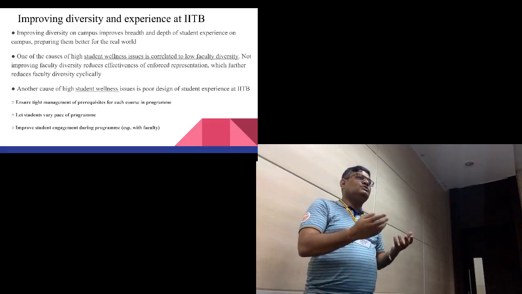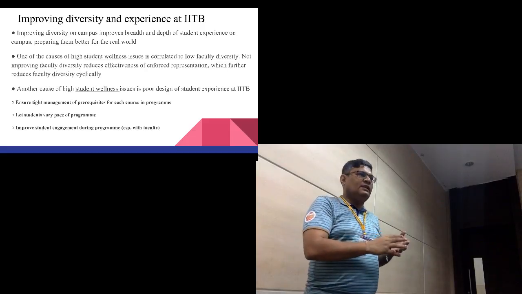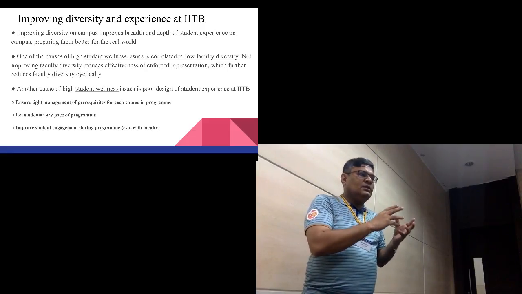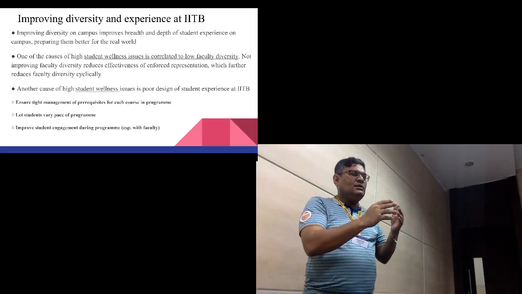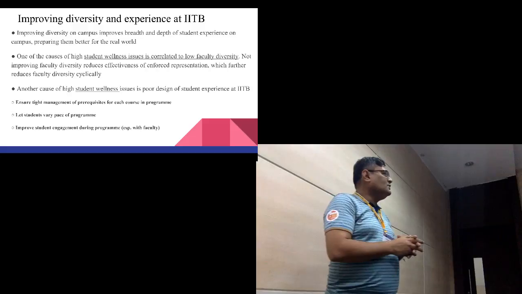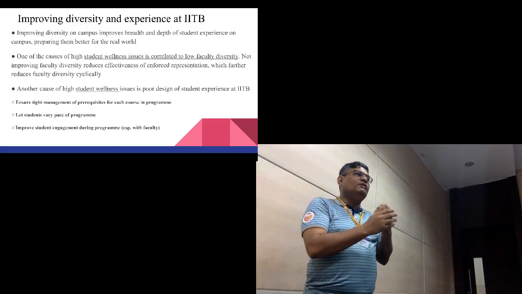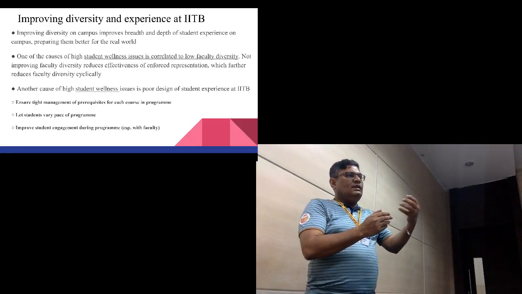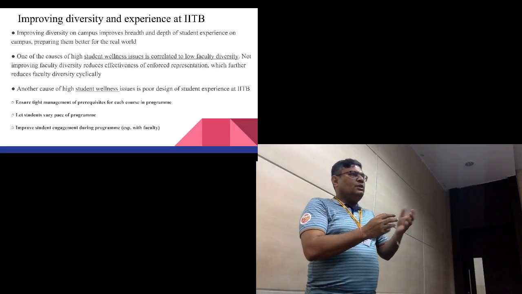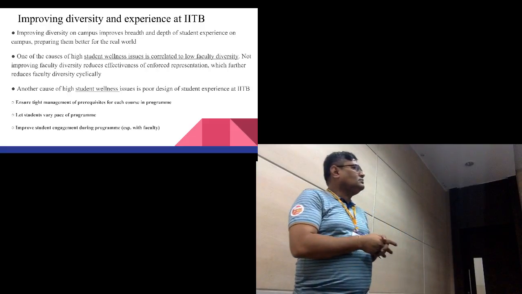That data should be used to hold somebody accountable, or at least revise the prerequisites. Maybe add one more prerequisite, so that the learning outcomes improve, the completion of programs improves, and the student experience improves. And the third thing is improving student engagement for individual courses. So vary the course pace of the program. Let people have drops, and make sure the prerequisites are clearly identified, and improve the student engagement per course. That's the other thing. Thank you, Pratap.